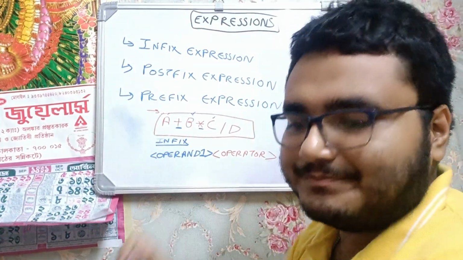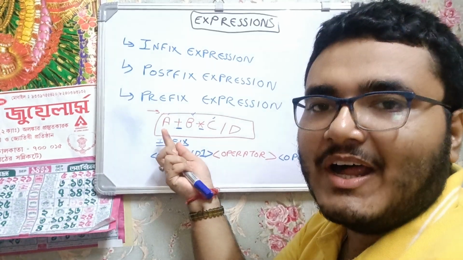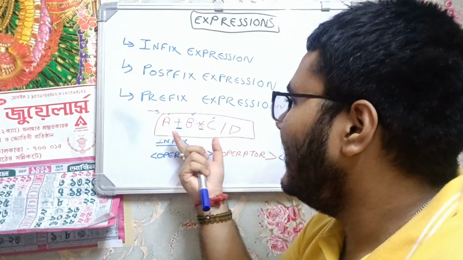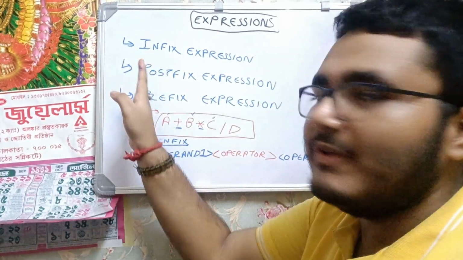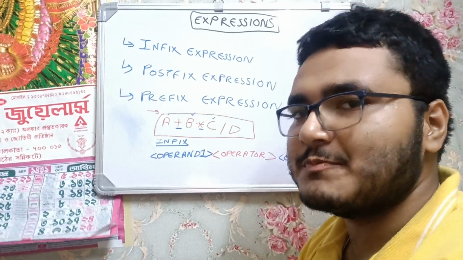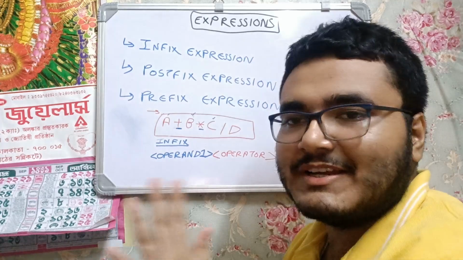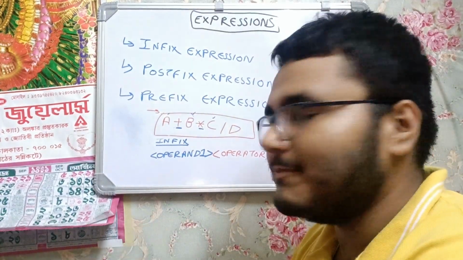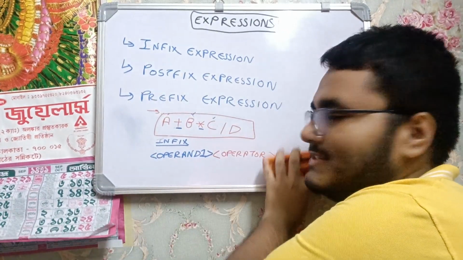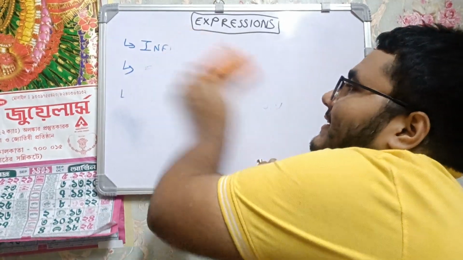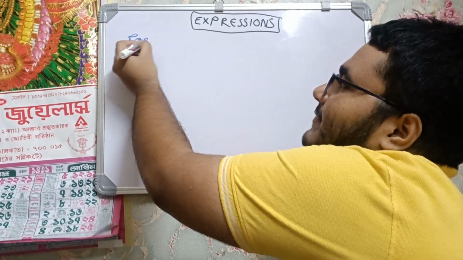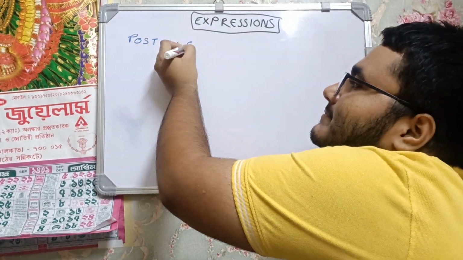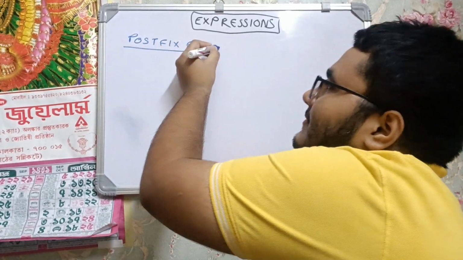right? So now this expression a plus b into c by d was well and good, right? So why do we require the other two forms, the postfix expression and the prefix expression? Let me first give you a general talk about postfix and prefix expression. So I am erasing this. If I talk about postfix expression, say this way, postfix expression.